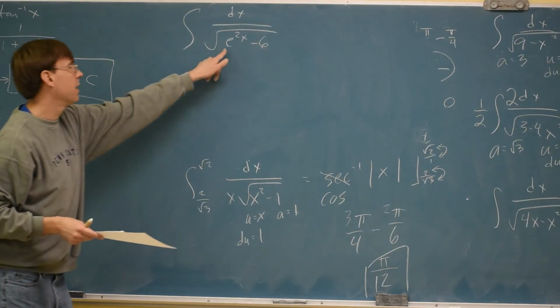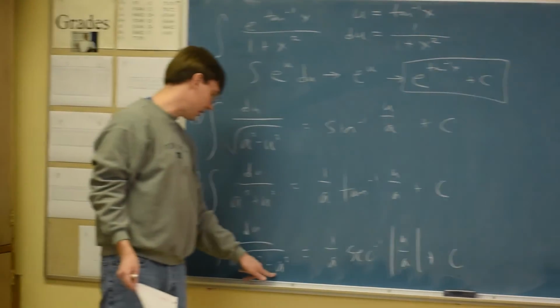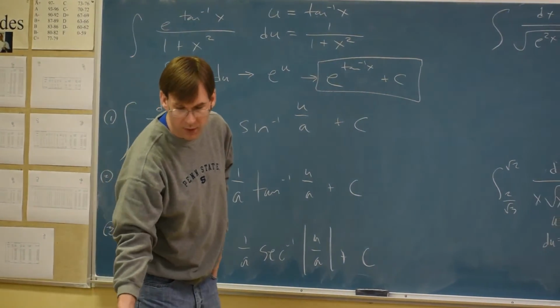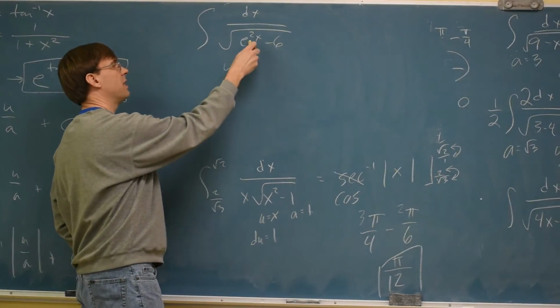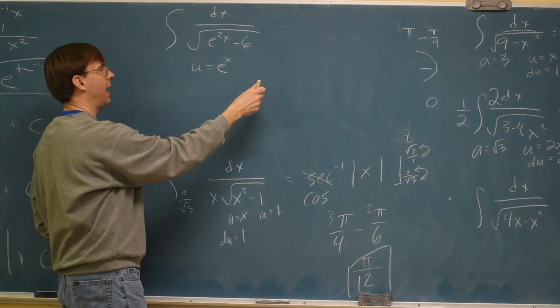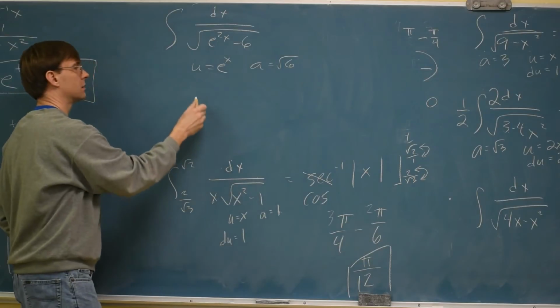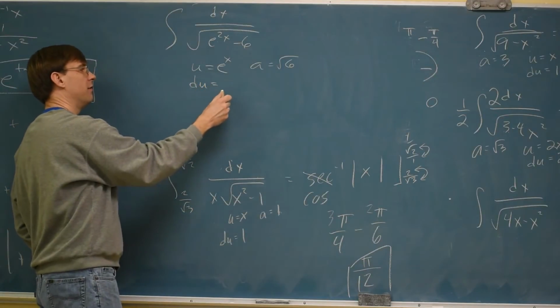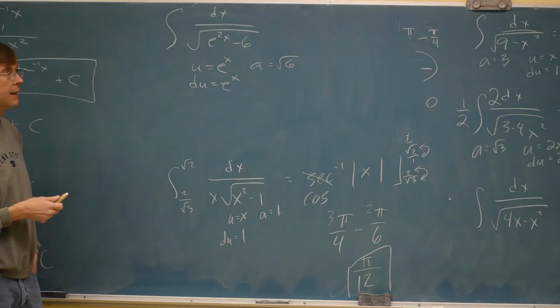because it has variables minus numbers. Anything with variables minus numbers is a secant problem, but this is going to need some fixing. This is going to give me the u. Cut the power in half from 2x down to x. The a would be a root 6. Think about derivative of u. That's our favorite derivative. Derivative of e to the x is e to the x.